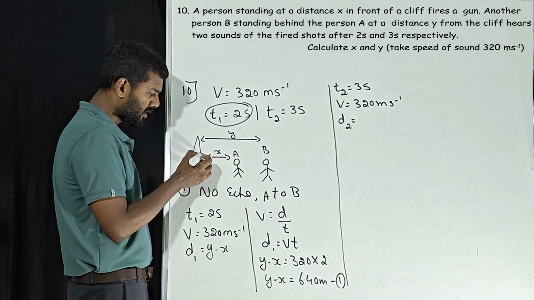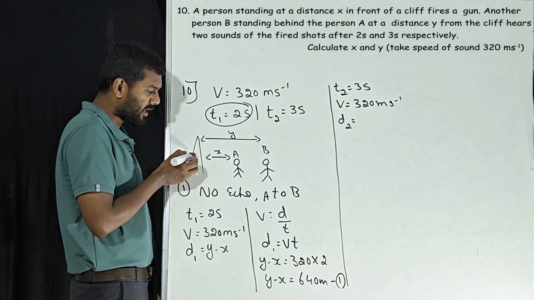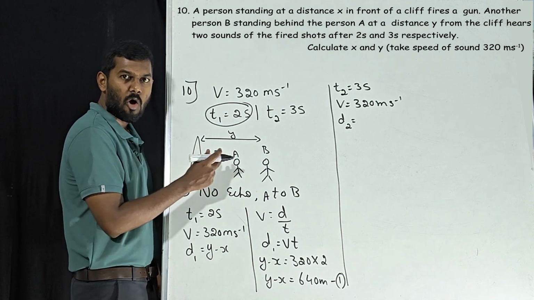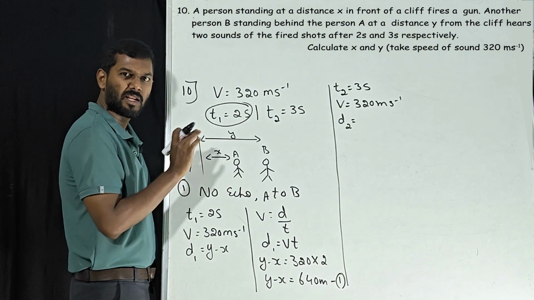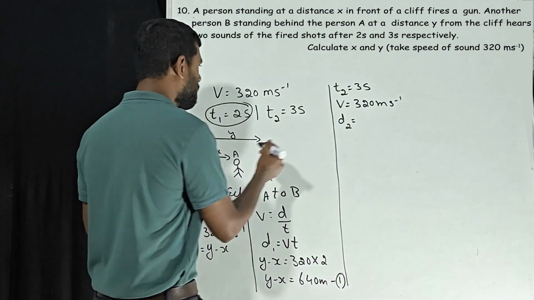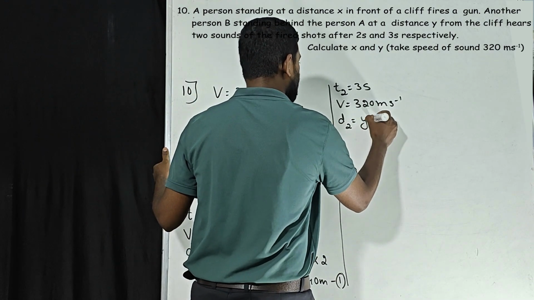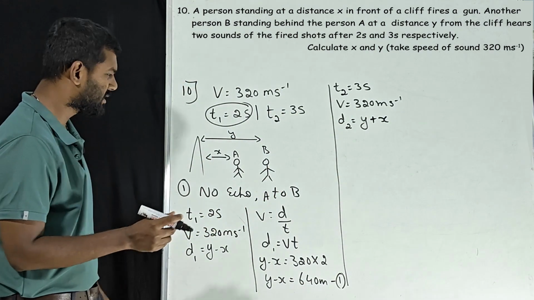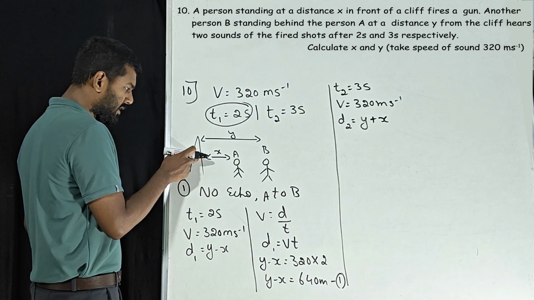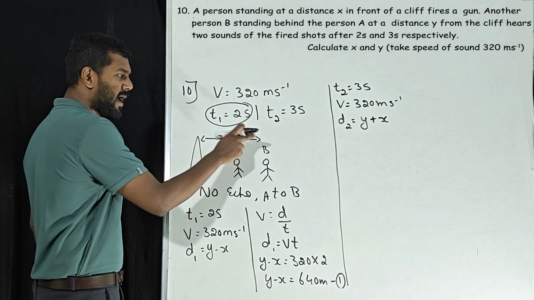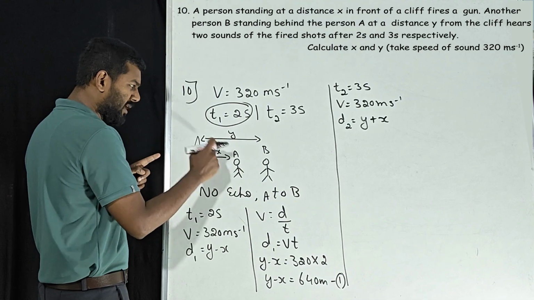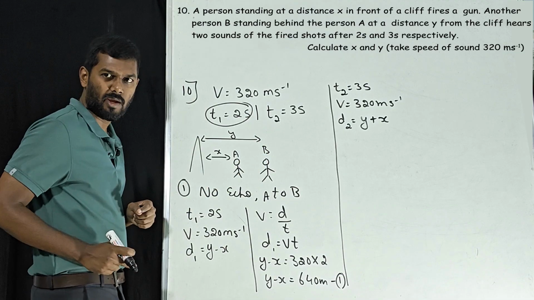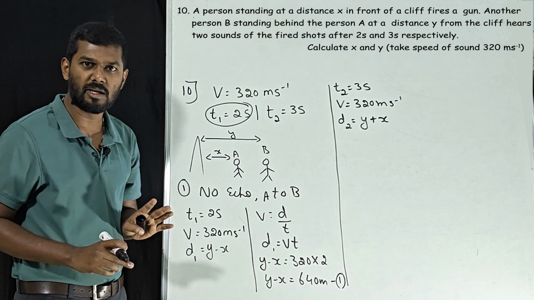See, it goes here, it's the cliff or mountain, and comes back. So how many distances? 1 and 2, correct? Both the directions we are including. So d2 is equal to y plus x or x plus y, anything is fine. See, it will travel here, hit the cliff and go back. That's why this is x and goes back, right, plus the complete distance y. This is what we are taking d2 as.